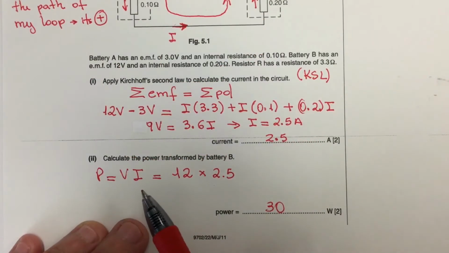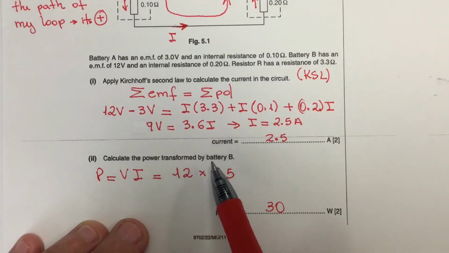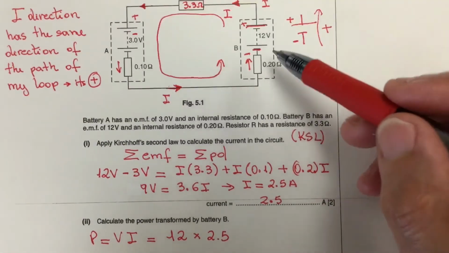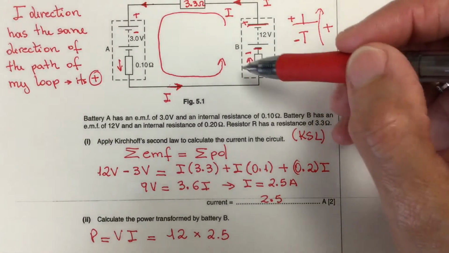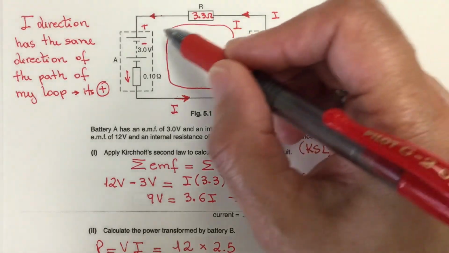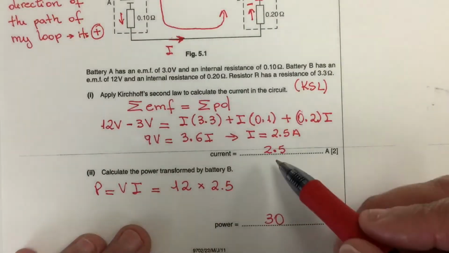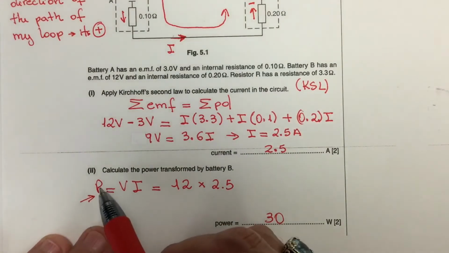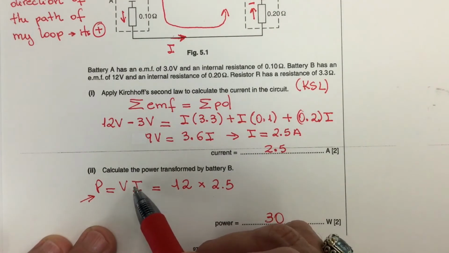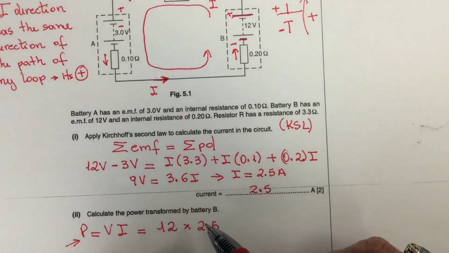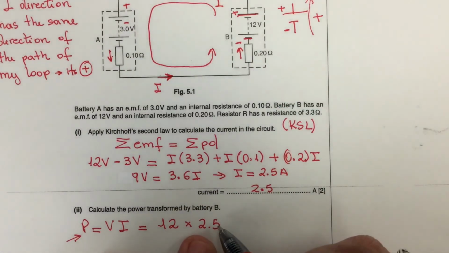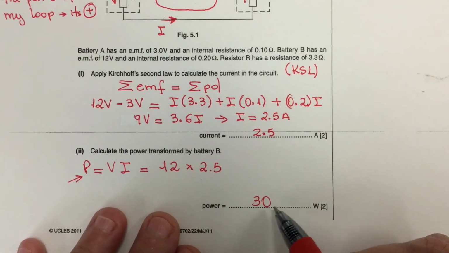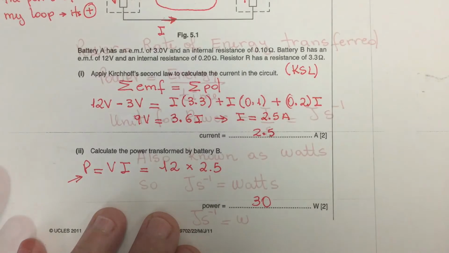The next question is asking for the power transformed by the battery B. So the battery B, the voltage is 12 volts, and the current flowing here is the same current that is flowing in the entire circuit, which is 2.5. I'm using the formula for power: the power is equal to the voltage times current. So the voltage is 12, the current is 2.5, and the power transformed by battery B is 30 watts.